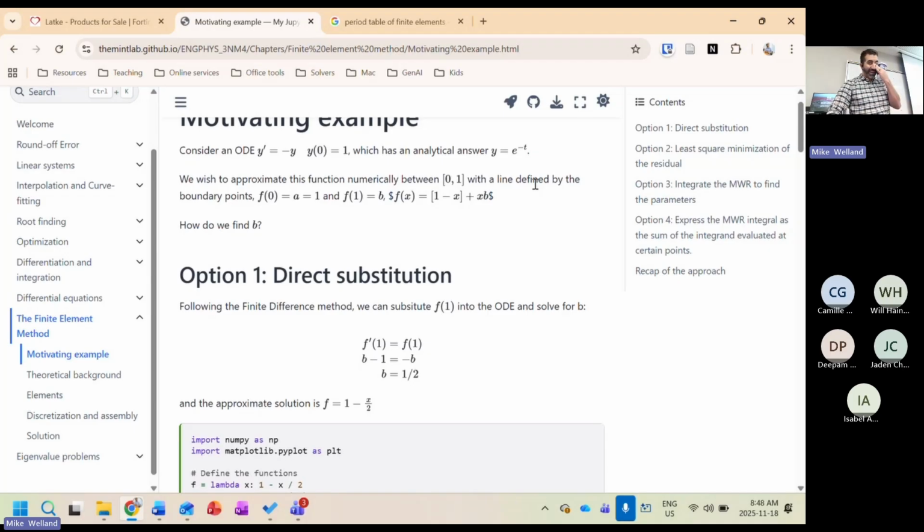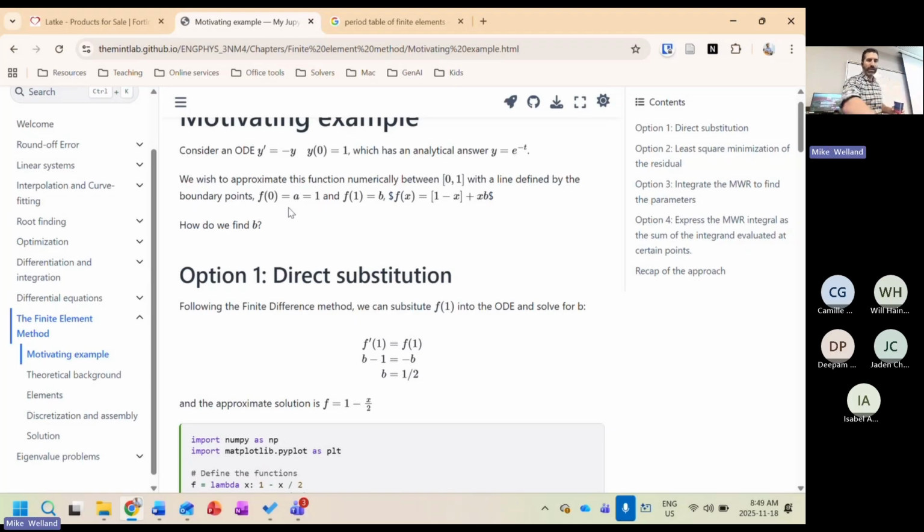Good. We want to approximate this between 0 and 1, and we're going to use a straight line. Super easy. Is a line going to exactly reproduce an exponential? Is this a line? No, right? So it's not going to, but we're going to try anyway.